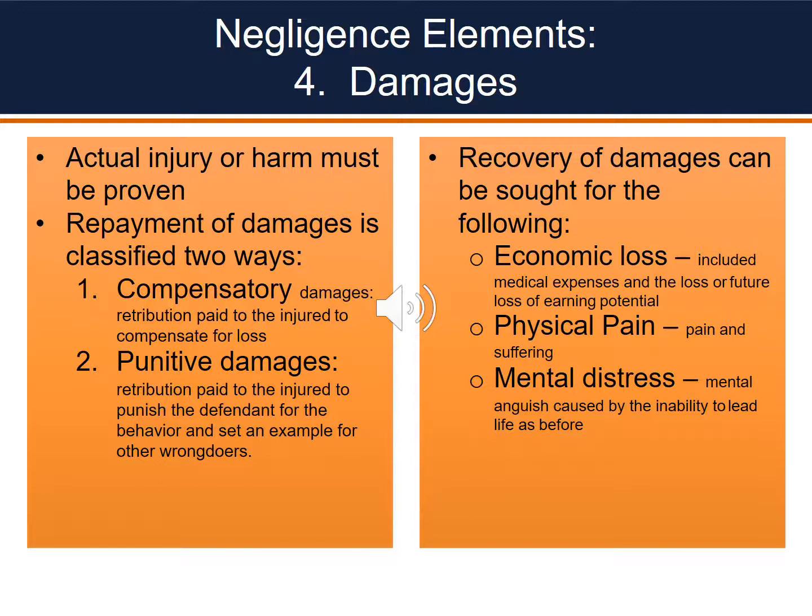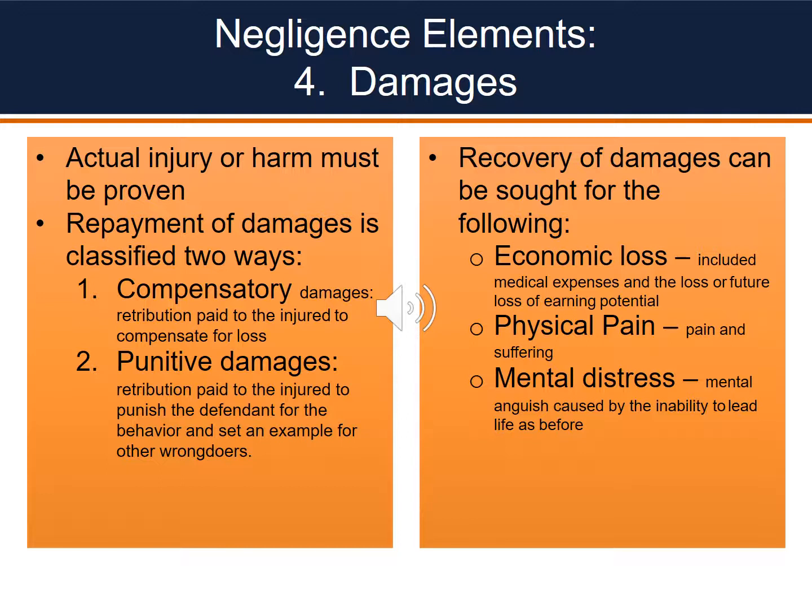Damages can also come in punitive damages. The purpose of punitive damages is to punish the defendant for their behavior and set an example for other wrongdoers. Two ways to think about this then. The individual can be compensated for their loss, and that can be loss of work, it can be their medical bills, it can be their mental health bills. And so therefore that's compensatory damages. The individual or the plaintiff is compensated.